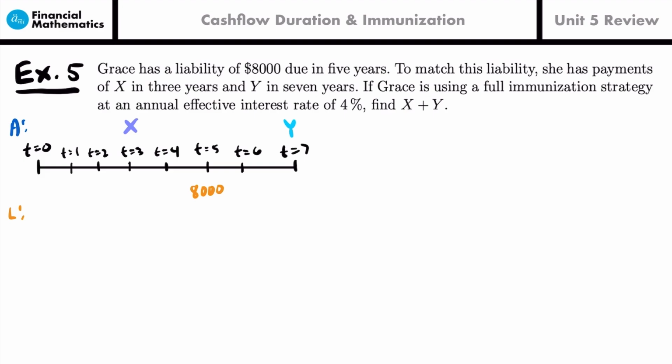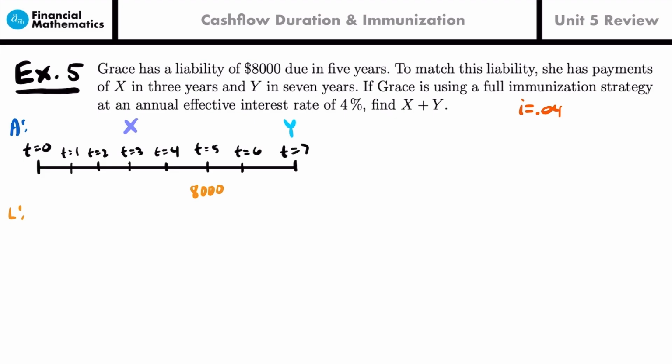Okay, but now that's all the information that we've been given besides our annual effective interest rate. We know that i is equal to 0.04. That's 4% as a decimal. So that's the interest rate that she is going to use a full immunization strategy at. Now we just have to create some equations based on the fact that we know Grace is going to be using a full immunization strategy. And as I said earlier, what that means is that, for one thing, the present value of the liability will be equal to the present value of the assets. All right, that's from condition 1 of full immunization.